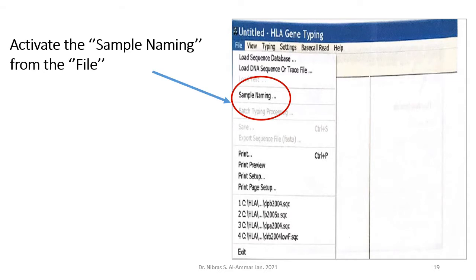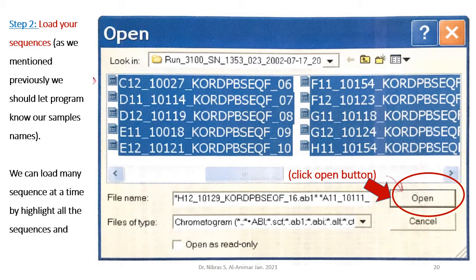Now activate the sample naming from the file. We are going to go to the File menu and choose Sample Naming. It will be activated in that case. Step 2. Load your sequences. As we mentioned previously, we should let program know our samples name. We can load many sequences at a time by highlighting all the sequences and clicking the Open button.